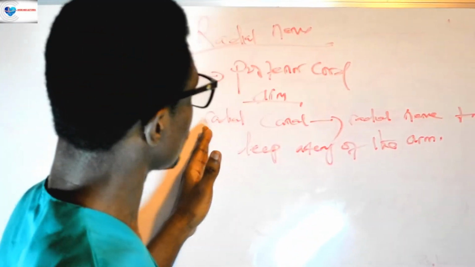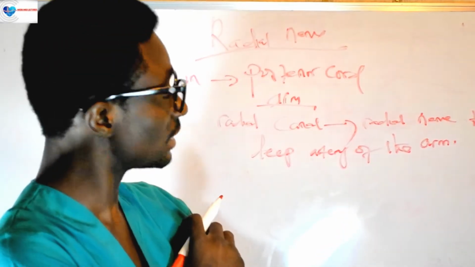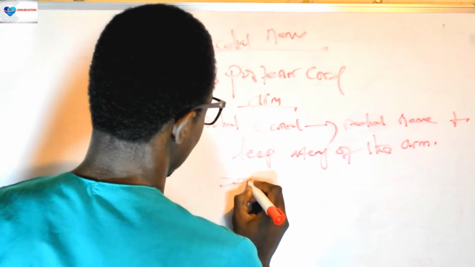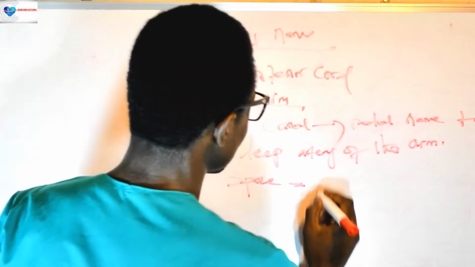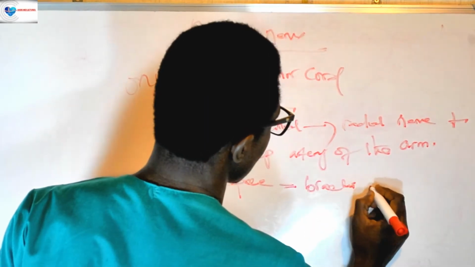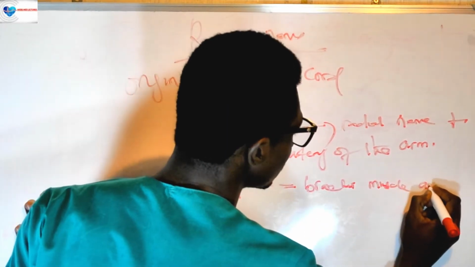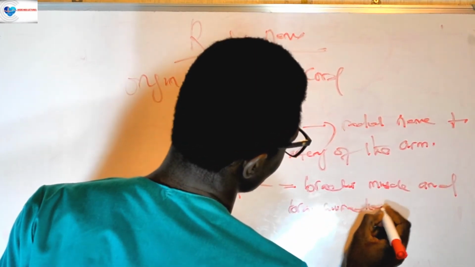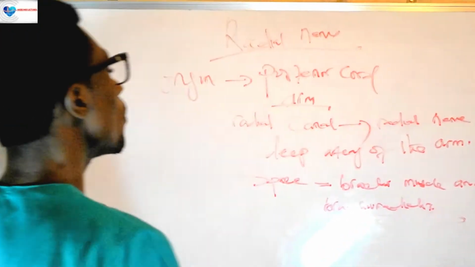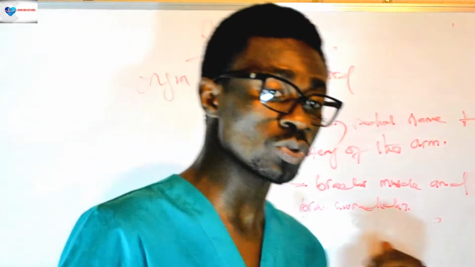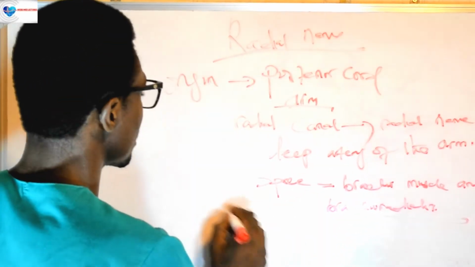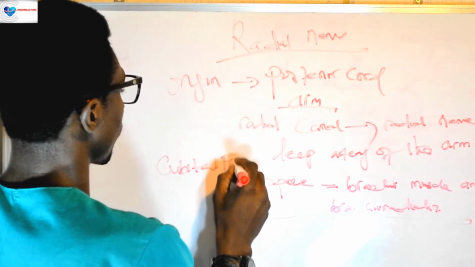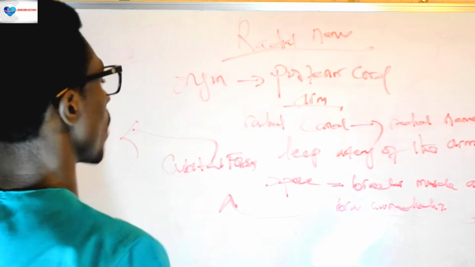Okay now. As this nerve goes down, it leaves the radial canal through a space that is found between the brachialis muscle and the brachioradialis muscle. So upon leaving the radial canal through this space, it finds its way into the cubital fossa, guys. We have the cubital fossa. And after the cubital fossa, what do we have next?